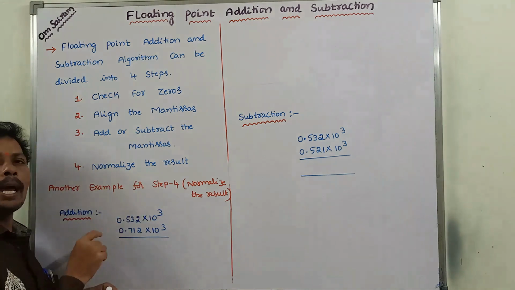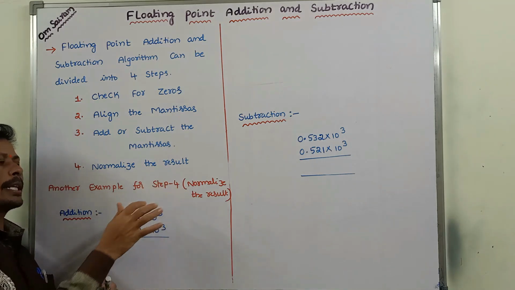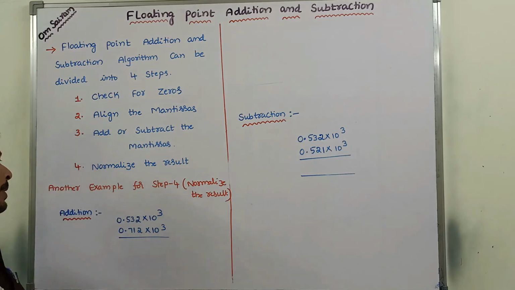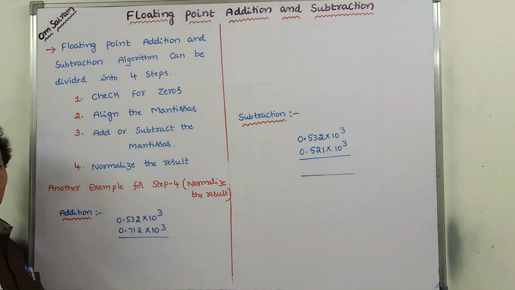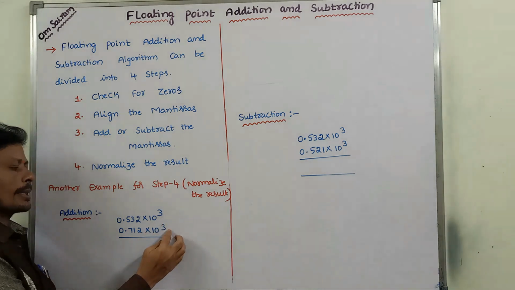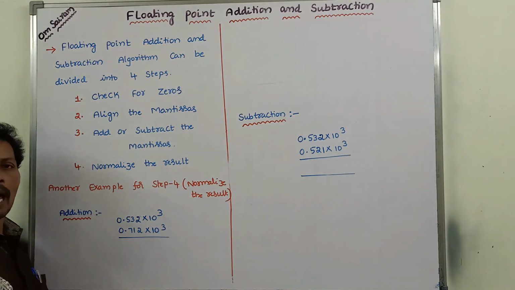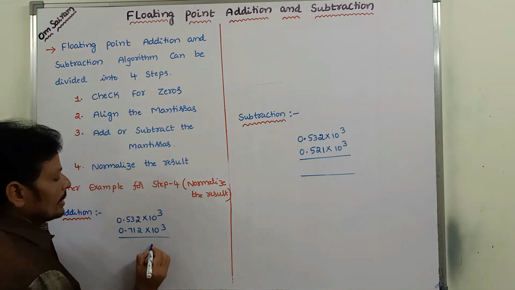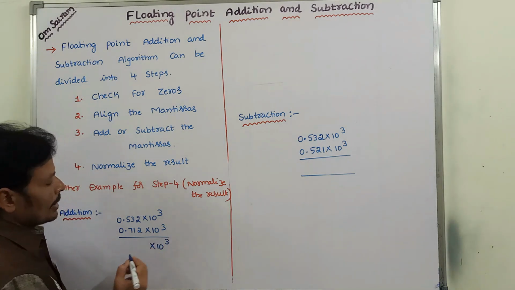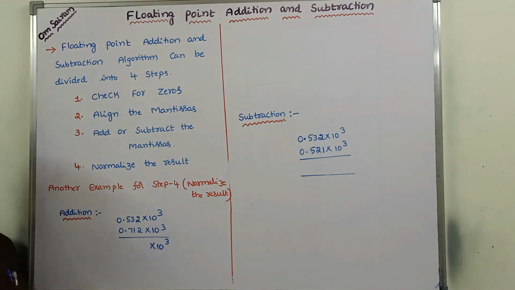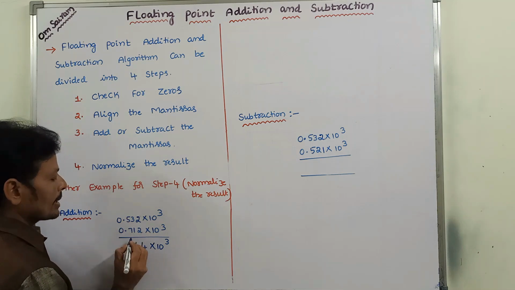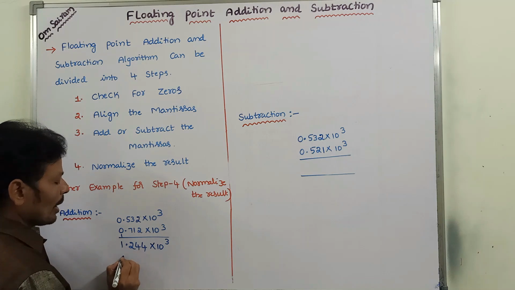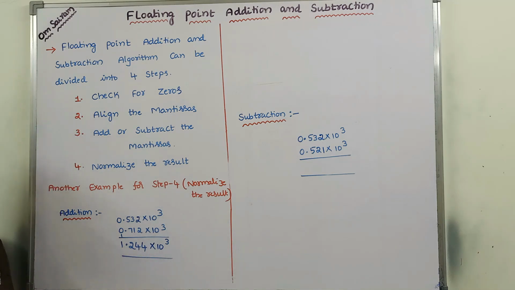Now, we can go for another example for step 4, that is nothing but normalize the result. Now, we are performing the addition operation between these two floating point numbers. These two floating point numbers contain the same exponent value. Hence, simply we have to add the mantissas. 2 plus 2, that is 4. 3 plus 1, that is 4. 7 plus 5, that is 12. Then we are getting 1.244 into 10 power 3.